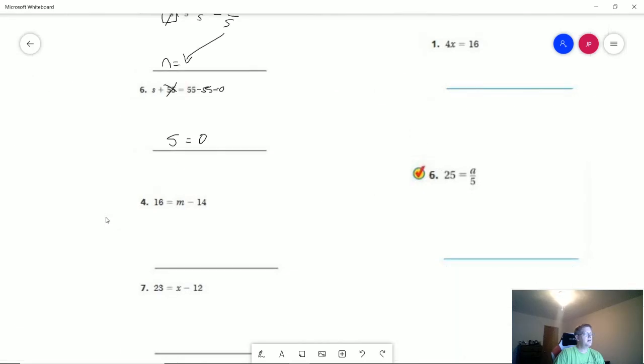Now, we can also end up adding instead of subtracting. So I have m minus 14 equals 16. We have a value of negative 14 here. So we would add 14 to this side to get it to cancel out. And we would add 14 to this side. And that would give us 30. And so 30 is going to be equal to m.